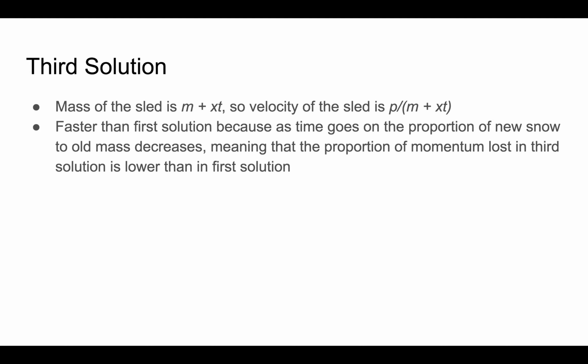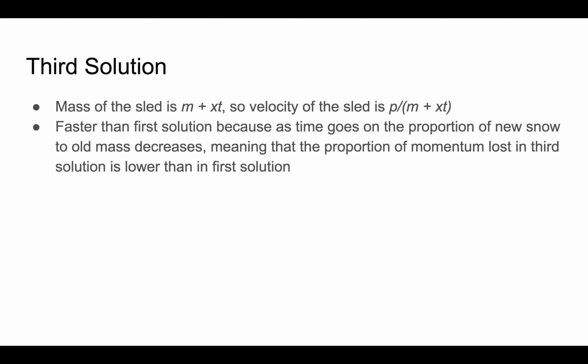And now the third solution. The mass of the sled just keeps increasing. It becomes m plus xt, where t is the amount of time that's elapsed. So the velocity of the sled is the initial momentum over m plus xt. Remember that in the frame of the ice, the snow has no momentum. When we were discussing the first solution, we were operating in the frame of the sled, because the sweeping was perpendicular to the sled's motion in the frame of the sled. But when we are dealing with the second and third solutions, we're discussing in the frame of the ice, where the sled is moving, and the snow is not.